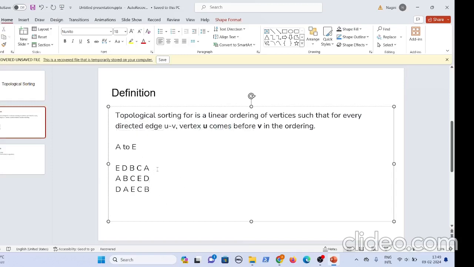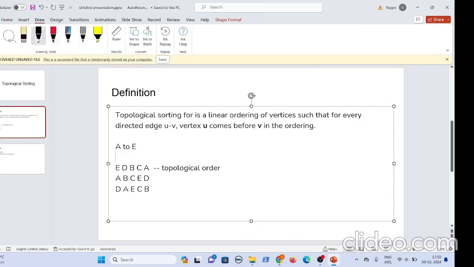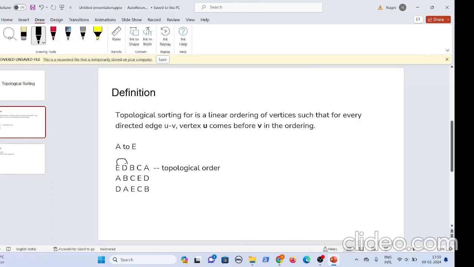So if you take any order, let us consider that this is a topological order. This order can be called a topological order only if it satisfies the below conditions. So now this is E, D, B, C, A, right? Now let us assume there is an edge from E to D in the graph.